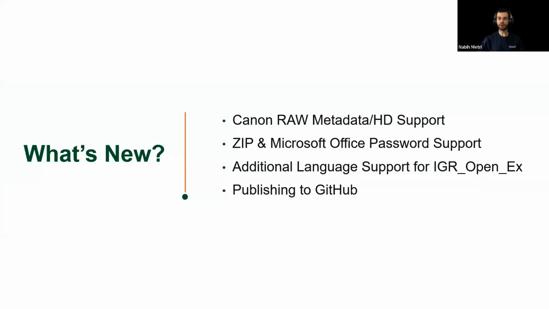So let's quickly go over what we'll be seeing today. To start us off, we'll be showing the Canon RAW formats, metadata, and HD support. Next up, we'll be following the addition of password support for 7-zip and RAR files from the last release, with added support for zip and Microsoft Office formats, as well as being able to natively access the method needed for that from other languages. We'll then finish off by discussing GitHub.